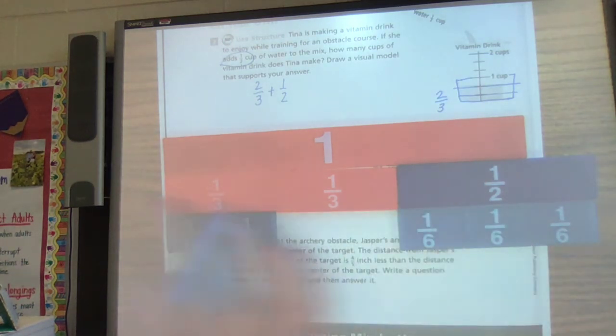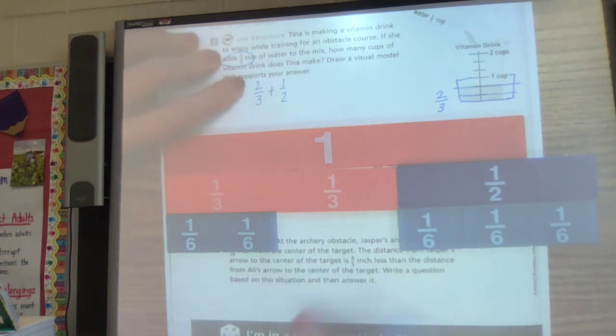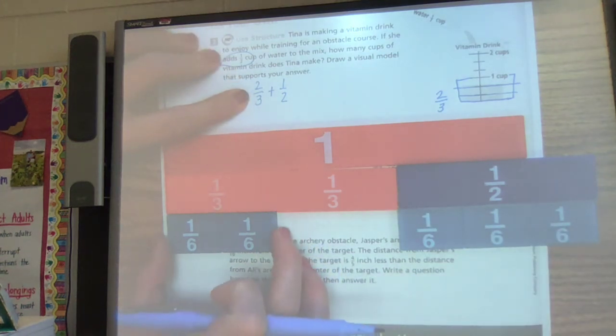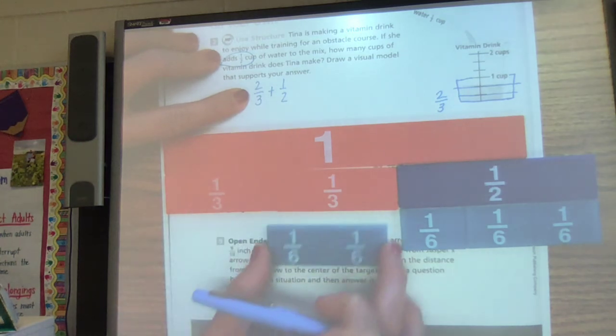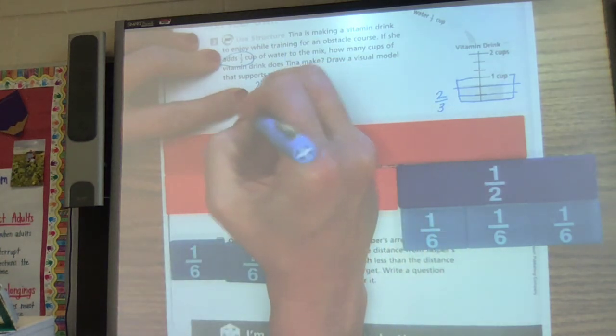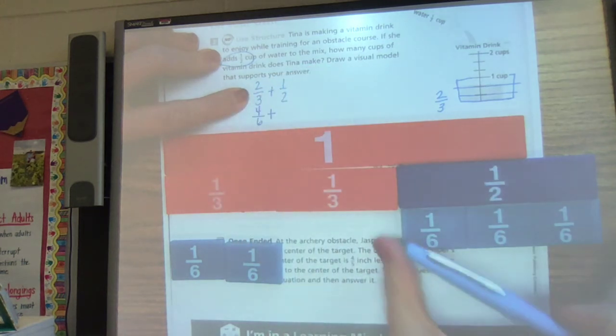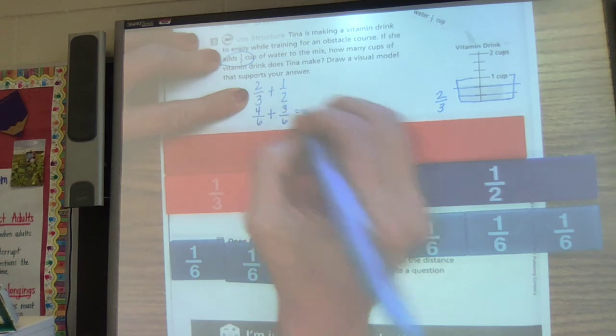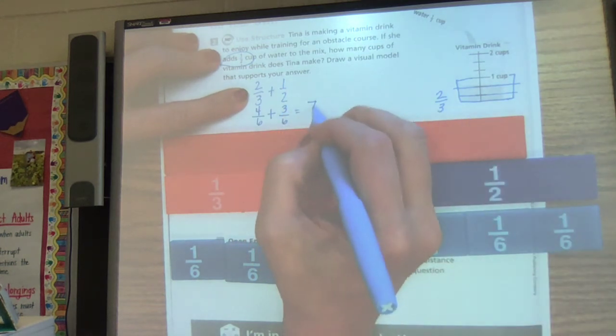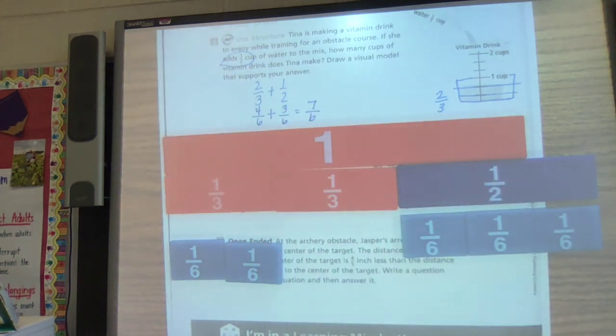This is going to be larger than 1, but I already know that if 1/3 has 2/6, then 2/3 is going to have 1, 2, 3, 4 sixths. I'm going to write that below it. And we see that 1/2 is equivalent to 3/6. When we add them, we get 7/6.